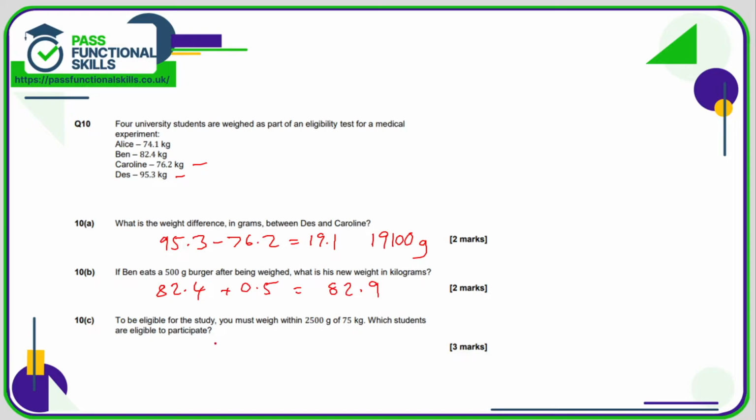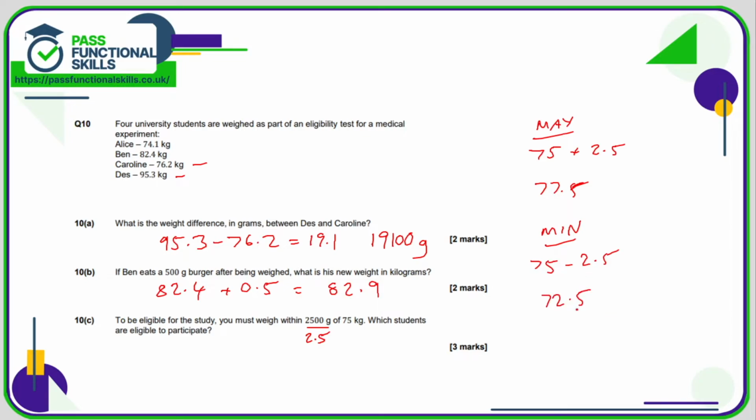And to be eligible for the study, you must weigh within 2,500 grams of 75 kilos. So what we need to do here is, first of all, convert this into kilos. That's 2.5 kilos. Just divide that by 1,000. So to be eligible, you must be 75 plus 2.5. That's the maximum, so the maximum is therefore going to be 77.5, and the minimum is 75 minus 2.5, so the minimum is 72.5.